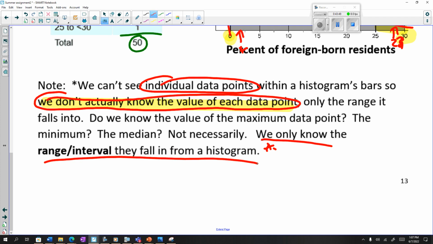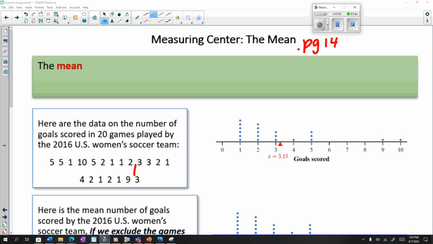Okay, I'm going to start. All right, turn to page 14. This is getting long, so I should probably talk faster.